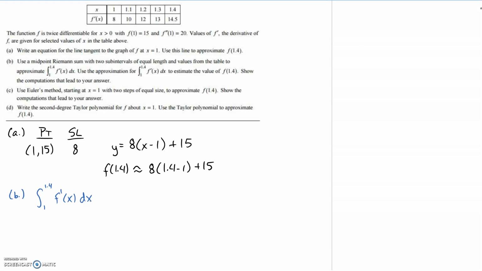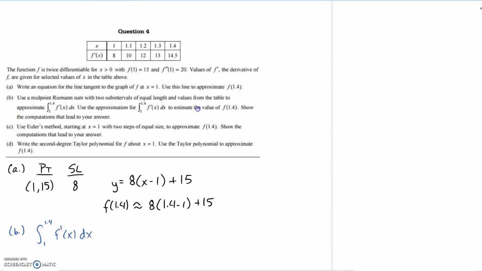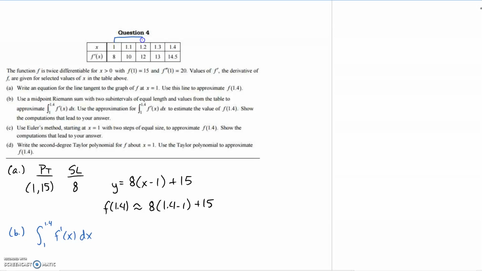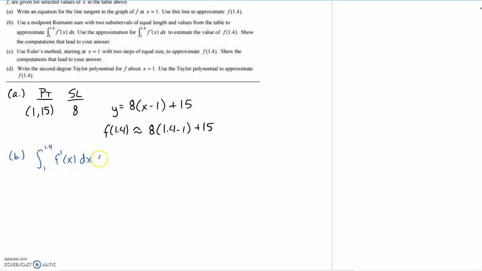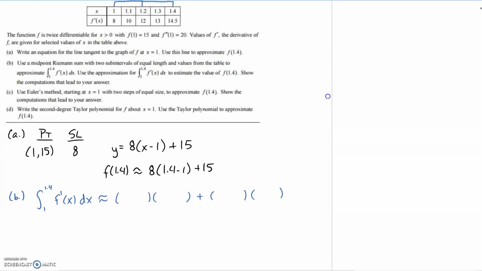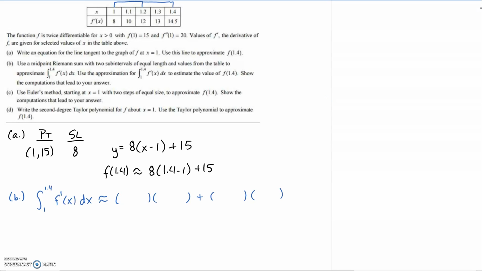But then I don't have a function to integrate, so that's why we're using a midpoint Riemann sum, two equal subintervals. So that means from 1 to 1.2 and 1.2 to 1.4 is going to be the approximate value of this integral. So two midpoint rectangles, base times height plus base times height. Both bases are going to be 0.2. The height is determined by the y value at the midpoint. For the first rectangle, that's 10. For the second rectangle, that's 13.